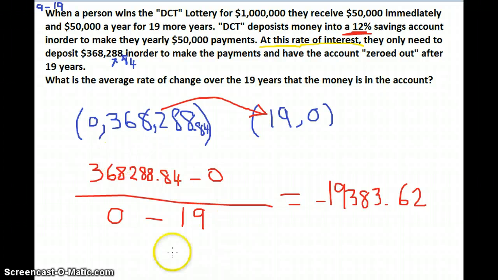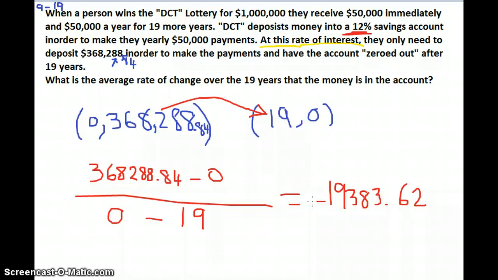So make sure that you do it correctly, right? So if you go this way, you go this way. If you go backwards, then make sure you're consistent. Okay, so you get negative 19,383, whatever that is. So that negative right here means that the money is decreasing, right? So that's very important to note, that the money is decreasing.